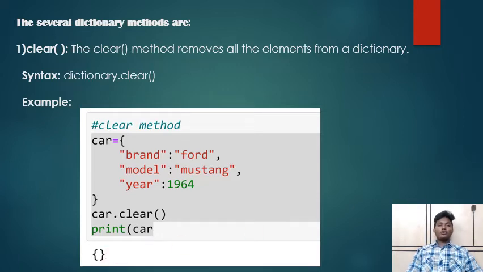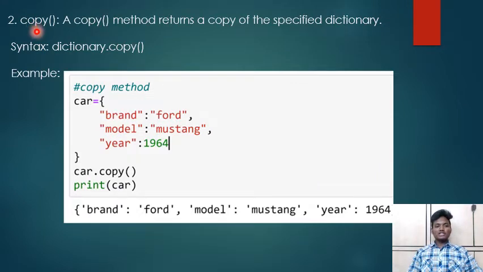Now let us see the second method, copy. The copy method returns a copy of the specified dictionary. By this we can copy the data which we want from the code and get the same as an output. The syntax of copy is dictionary dot copy.